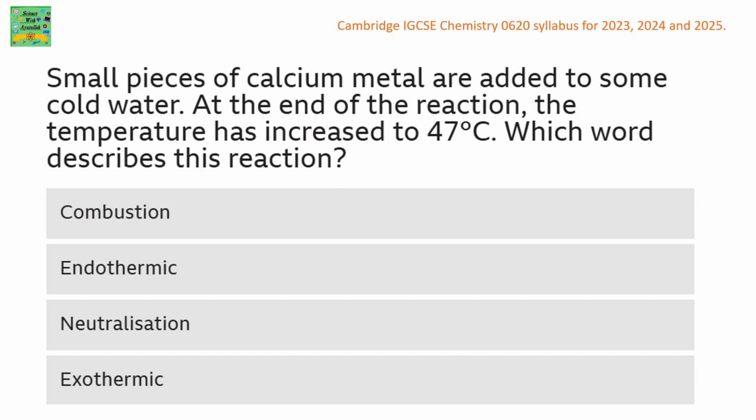Small pieces of calcium metal are added to some cold water. At the end of the reaction, the temperature has increased to 47 degrees Celsius. Which word describes this reaction? Here, the key phrase is the temperature has increased. So, increased temperature means the mixture has heated.